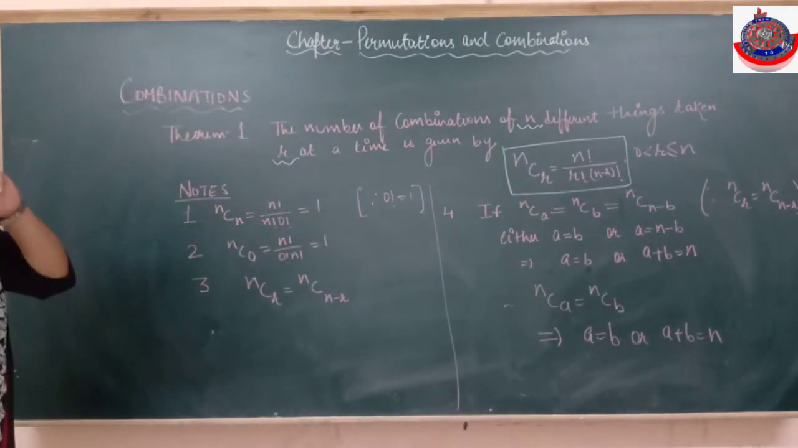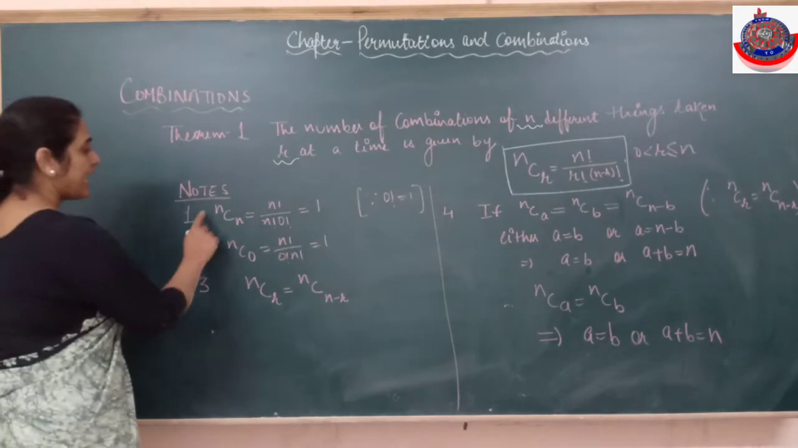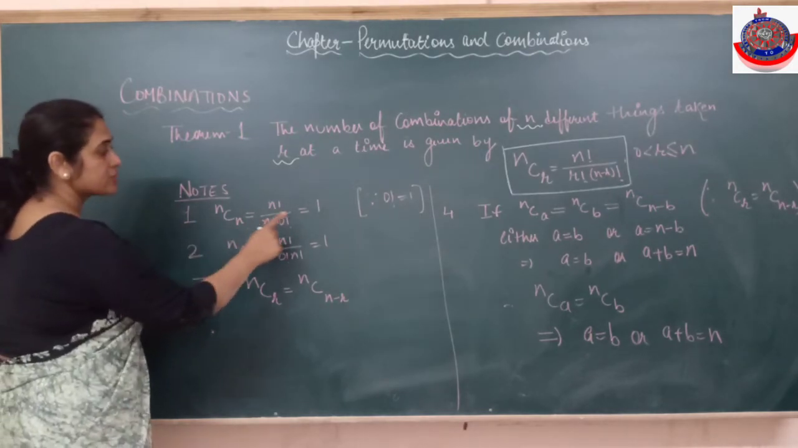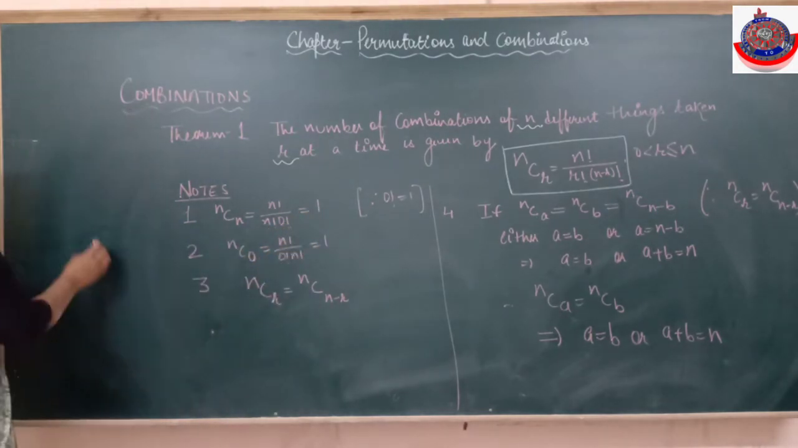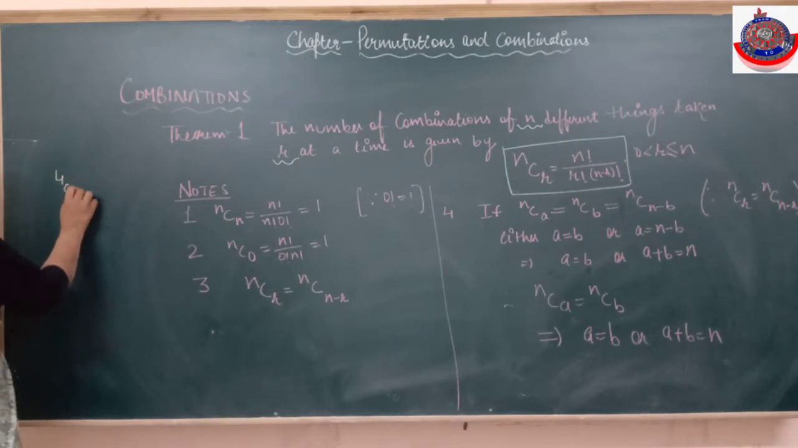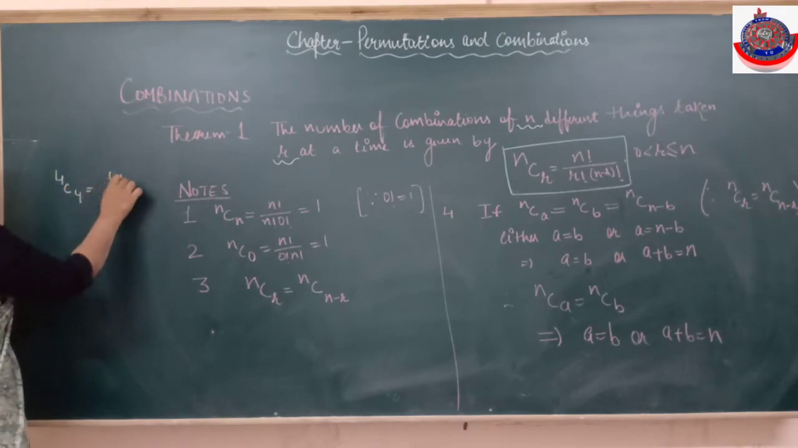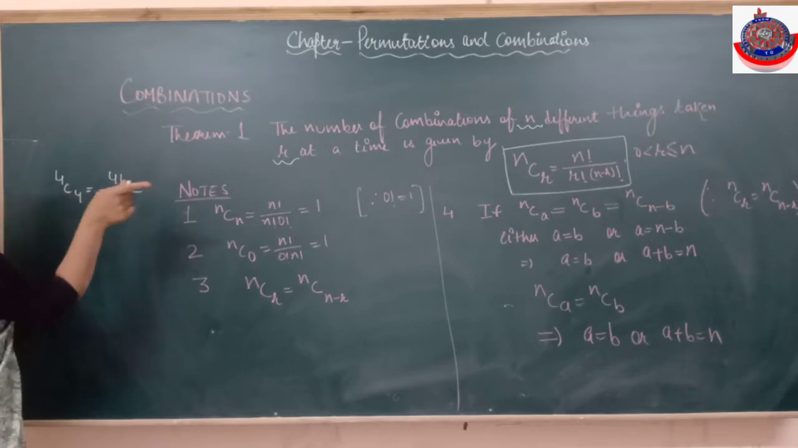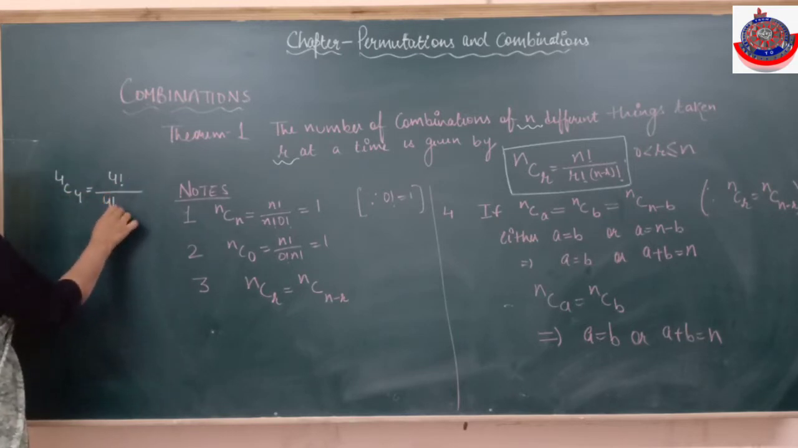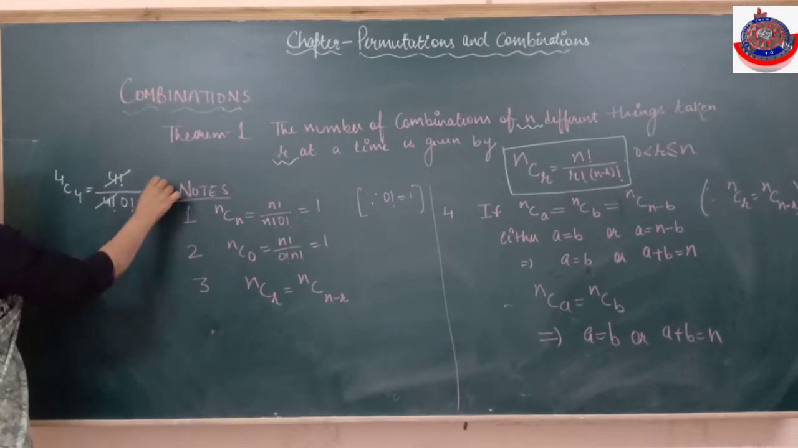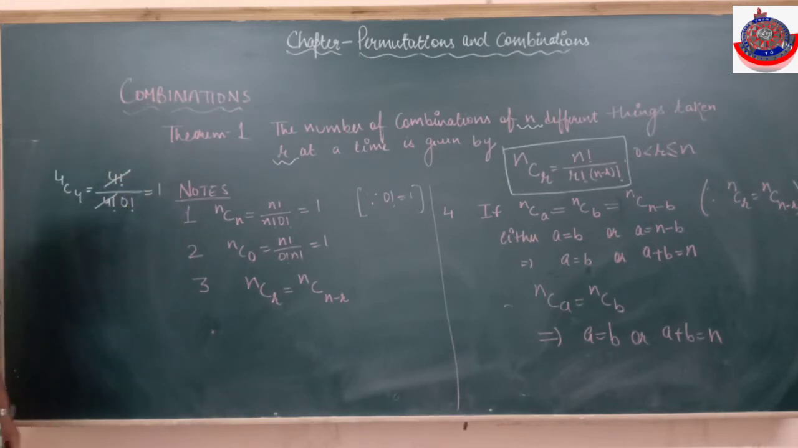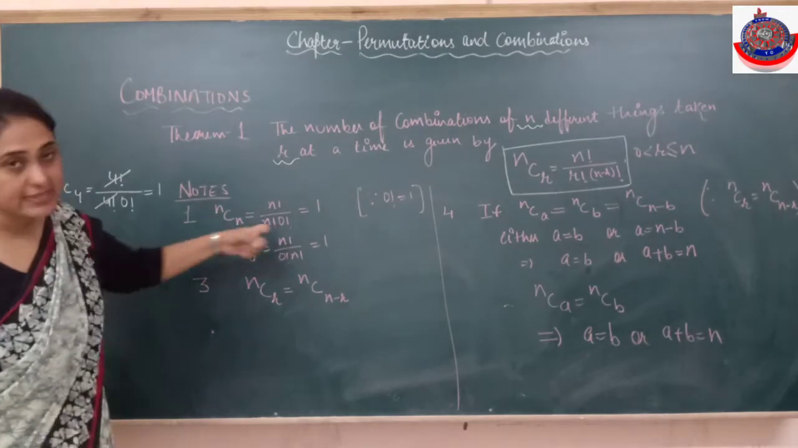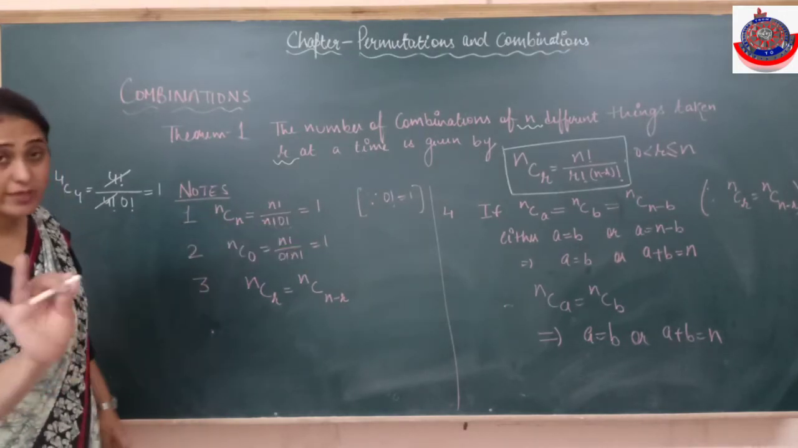Few notes you need to keep in mind. nCn is always equal to 1. For example, if you say 4C4, solve it. That is 4 factorial upon r factorial, that is 4 factorial, 4 minus 4, 0 factorial. This is cancelled. 0 factorial, we know it's 1. That is 1. Clear? So if the numbers are the same, nCn is always equal to 1. You don't need to calculate and show it.